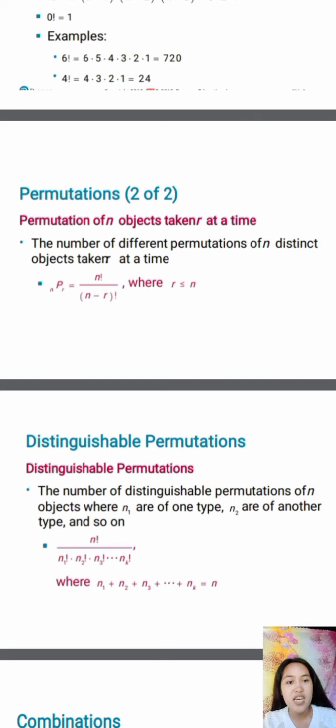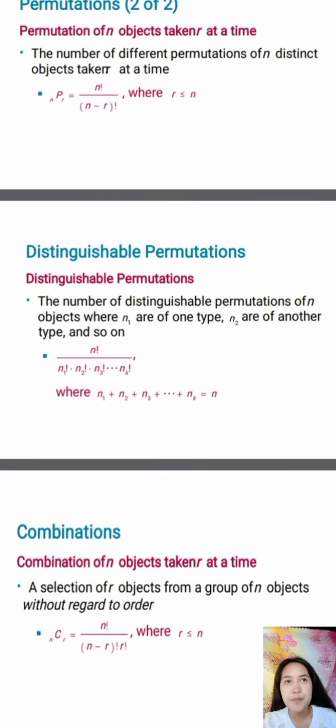Another example is: each year 33 race cars start the Indianapolis 500. How many ways can the cars finish first, second, and third? You need to select 3 cars from a group of 33. N is equal to 33, r is equal to 3. 33P3 is equal to 33 factorial over 33 minus 3 factorial, which is 33 factorial over 30 factorial, which is 33 times 32 times 31 times 30 factorial over 30 factorial, which is 32,736.